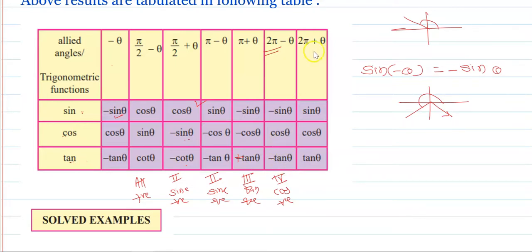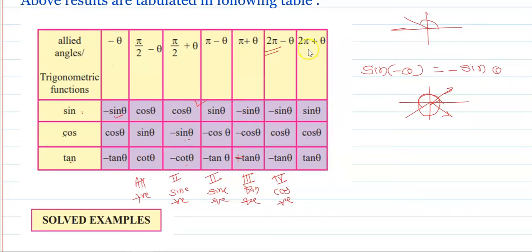Okay, now next, 2 pi plus theta. Now 2 pi plus theta means what? This is a complete circle, and again it is in the first quadrant. So these are the same results as for pi minus theta, the same results we will see here, only the signs of the functions will change.